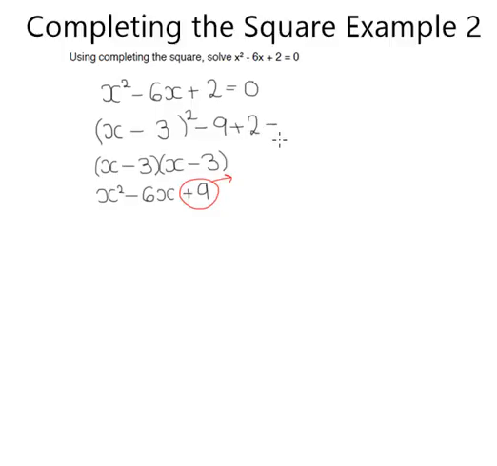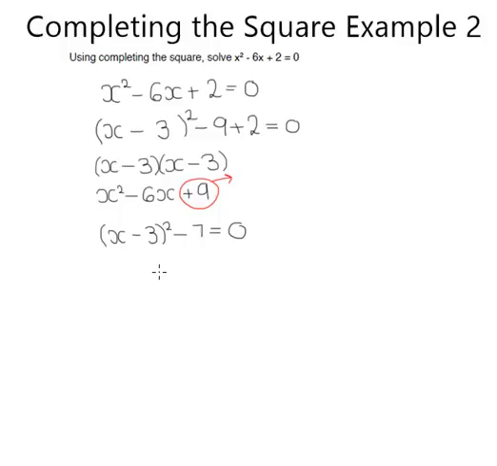Fab. So we have completed the square. Now let's simplify this and get it in the simplest form we can. So we'd have x minus 3 all squared minus 7 equals 0. Okay, so that's the first part. We've completed the square. Now we need to use this to solve for x.